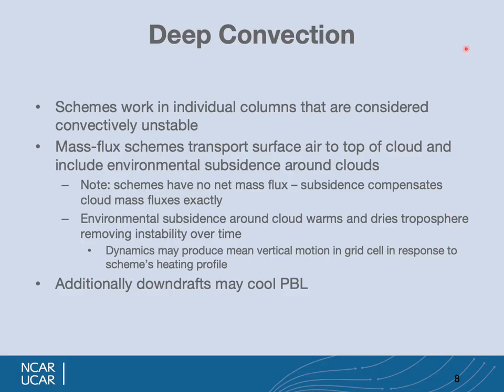Schemes work in individual columns that are considered convectively unstable. The mass flux schemes, which are what most of the WRF ones are, transport surface air to the top of the cloud and include environmental subsidence around the clouds. Note that, like I said before, the schemes have no net mass flux, so subsidence compensates the cloud mass fluxes exactly. Environmental subsidence around the cloud warms and dries the troposphere, removing the instability over time. The dynamics may produce mean vertical motion in the grid cell in response to the scheme's heating profile. Additionally, the downdrafts may cool the boundary layer because they are driven by rain evaporation and transport this cooler air to the boundary layer.